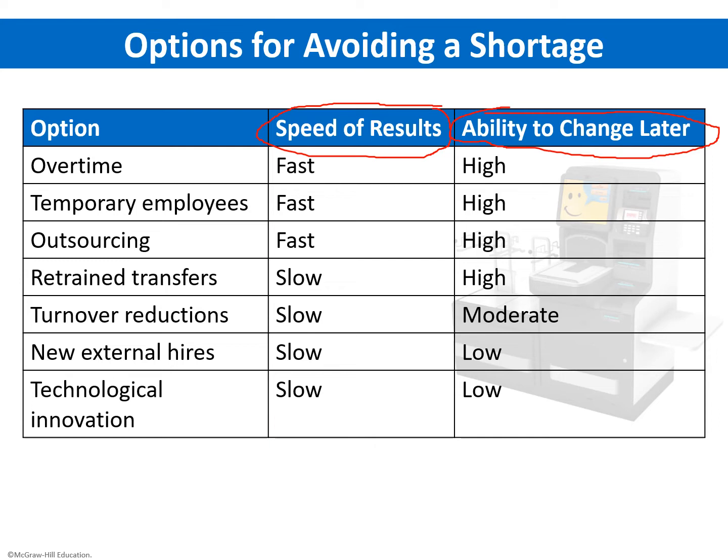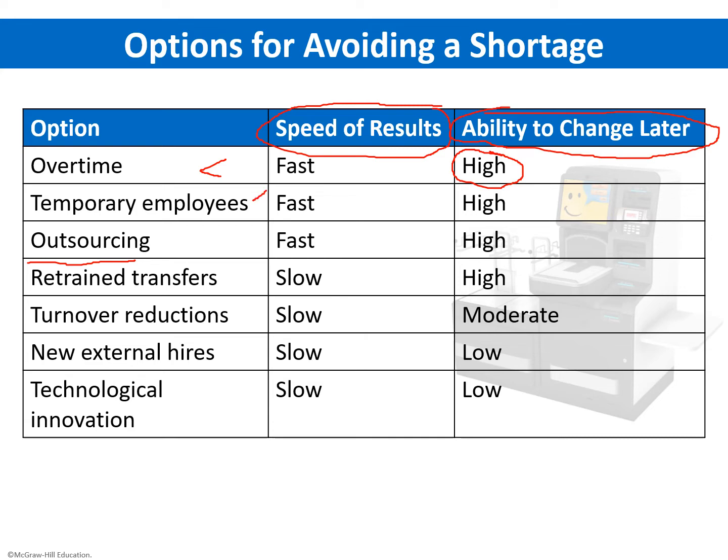Okay, now if we need fast results, there are three options here that we're really going to look at. The first one being overtime pay. If we are paying overtime, basically what we're saying is we have employees who are currently working 40 hours a week. We're going to ask them to work 45 or 50, and they're going to get overtime pay for doing that. And we have the ability to change that later. The ability to change is pretty high on that because we can just reduce the overtime later on.